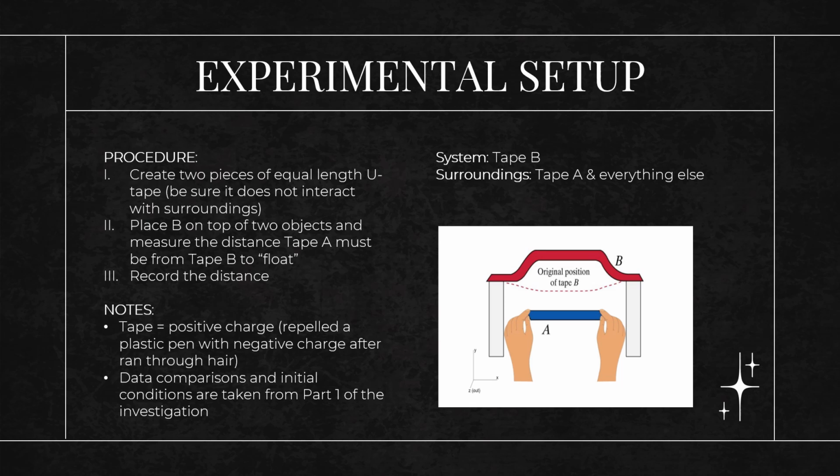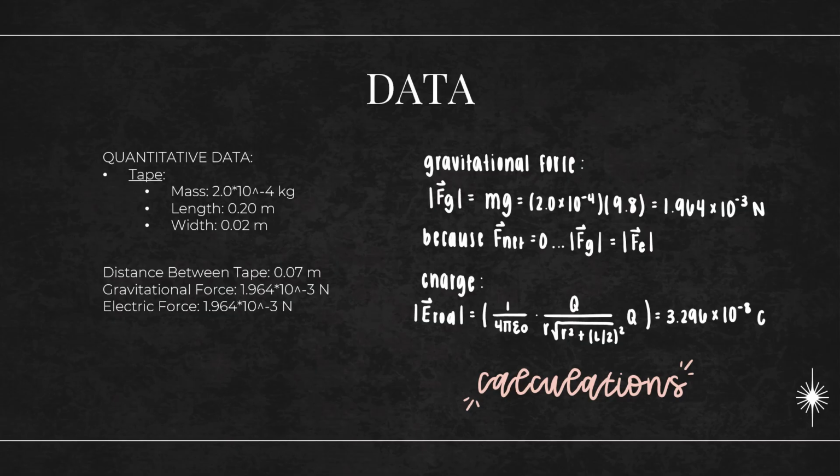Some notes to be made is that the tape is known to be positive charge because it repelled from a plastic pen, which we know is negatively charged. You can see the quantitative data is on the left, which is for the tape, which is the mass, length, and width, and the distance between the two tapes. So I'm not going to go over that because I've already went over it in the first video.